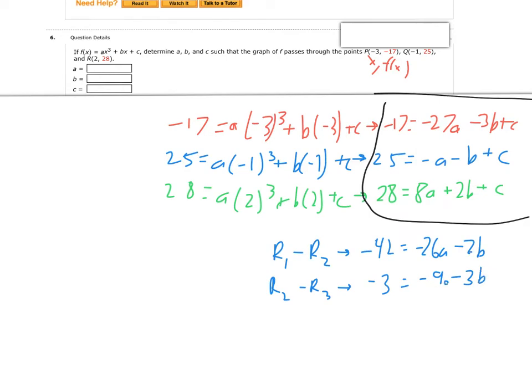Oh, sorry, this is negative 9A there, and then minus 3B. Okay, great. So now I am going to go ahead and we'll do some elimination here. Looks like I can eliminate the B's. So I'm going to multiply this one by negative 3, and I'll multiply this one by positive 2 and just rewrite both.